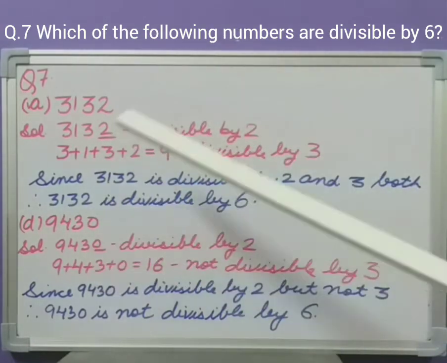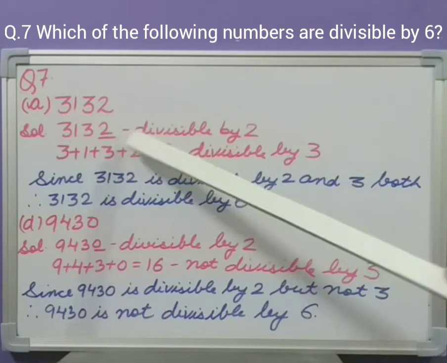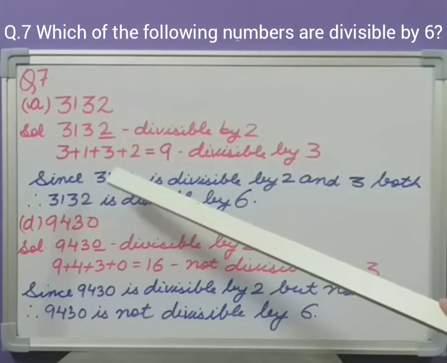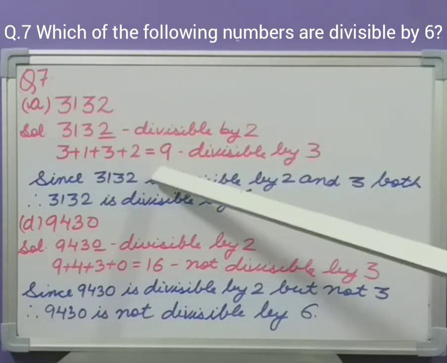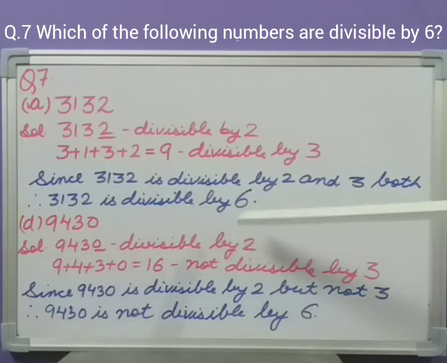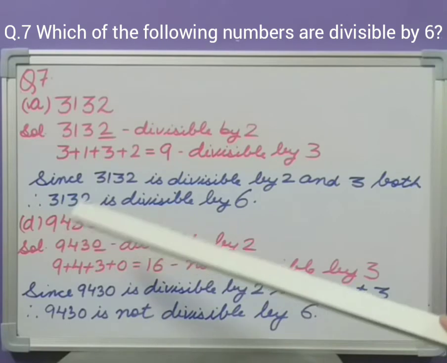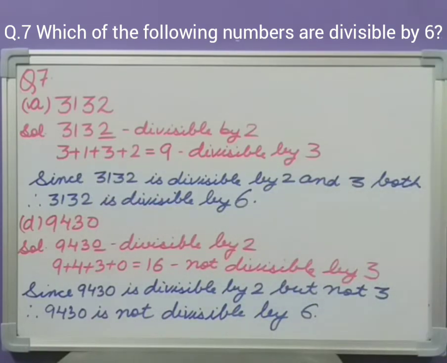3132. Now, as we see, it is divisible by 2, and as we can see, it is divisible by 3 also. Since 3132 is divisible by 2 and 3 both, therefore 3132 is divisible by 6.